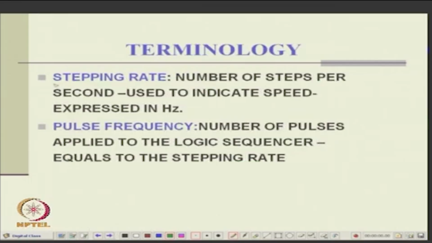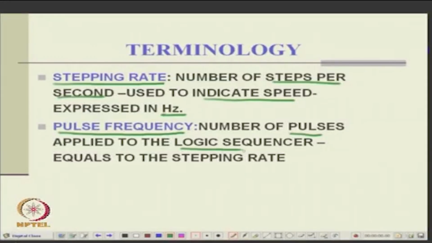And what is the stepping rate? Another definition: stepping rate is the number of steps per second, used to indicate the speed, in hertz. So, how many steps per second? Like a frequency is cycles per second, steps per second is the stepping rate. And the pulse frequency is the number of pulses applied to the logic sequencer, which is the same as the stepping rate. Pulse frequency and stepping rate.